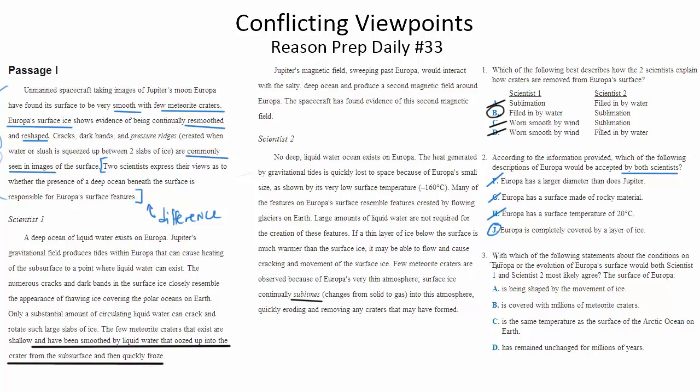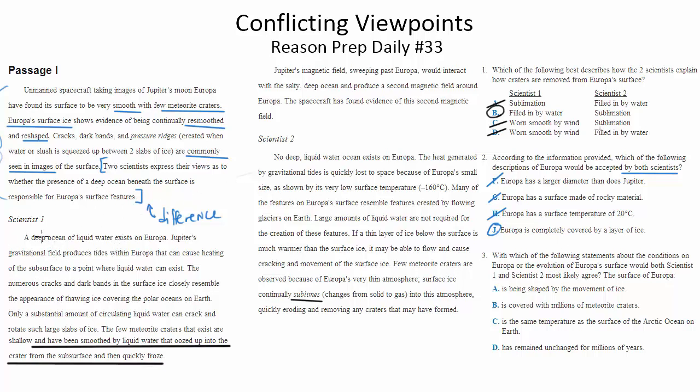So now let's look at number 3. With which of the following statements about the conditions on Europa or the evolution of Europa's surface would both Scientist 1 and Scientist 2 most likely agree? So this is a question where, again, we want to find their agreement. But here we're going to have to go into the scientist discussions themselves and try to see where the common ideas are. So what they both agree on. So we want to know what would they agree about the conditions of Europa or the evolution of the surface. So what would they say about the surface of Europa?